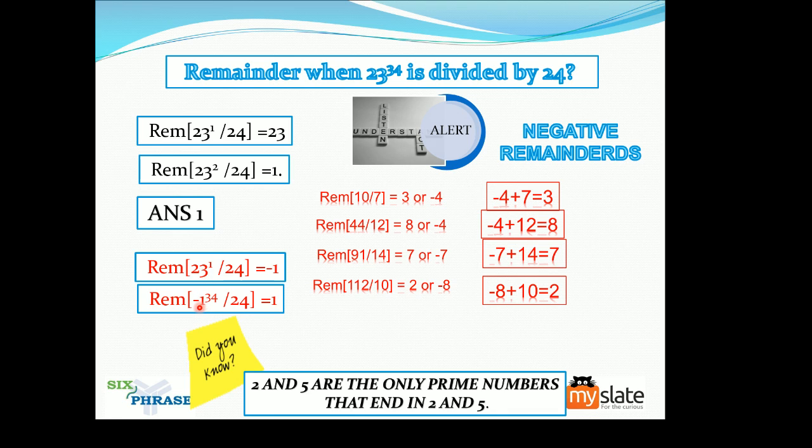What is minus 1 power 34? Minus 1 to an even power is plus 1, right? So 1 divided by 24, your answer is 1. So did we get the same answer? We got the same answer, sans 23 square. Sans meaning without knowing what 23 square is. And did you know 2 and 5 are the only prime numbers that end in 2 and 5? Well, something to think about.